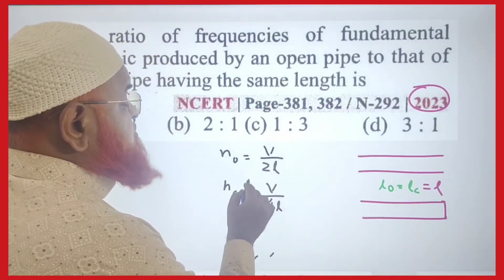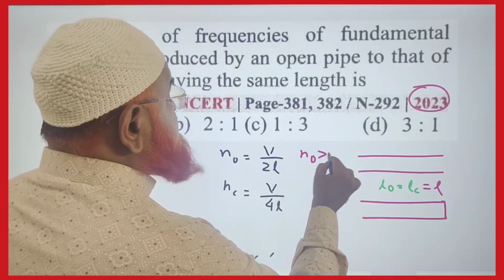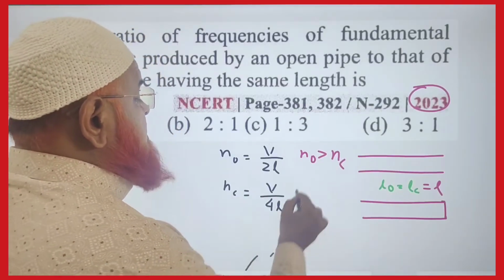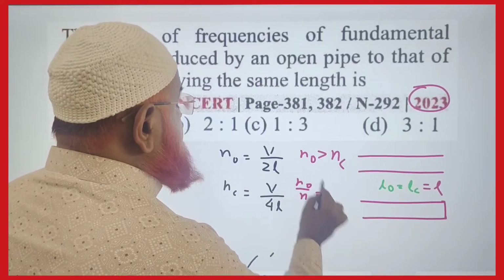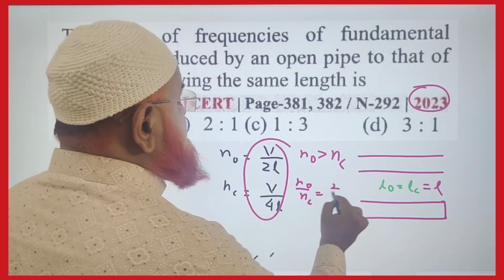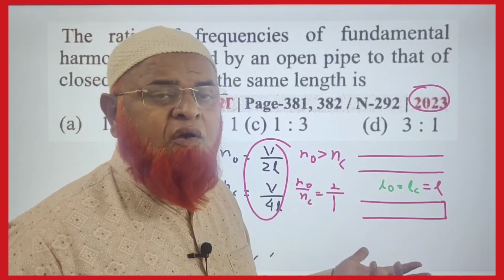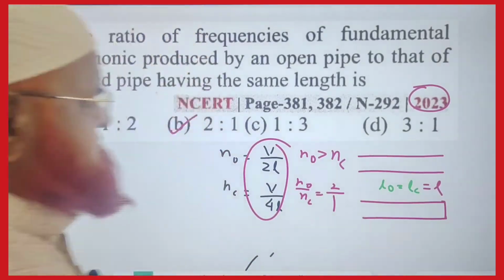Okay. So you understood from this that open pipe is greater than closed pipe, this is 1/4 and that is double. That means N open by N closed, by seeing these values, we can judge that it is going to be 2:1. Otherwise, you can just divide. You will get 2:1. So simple it is.